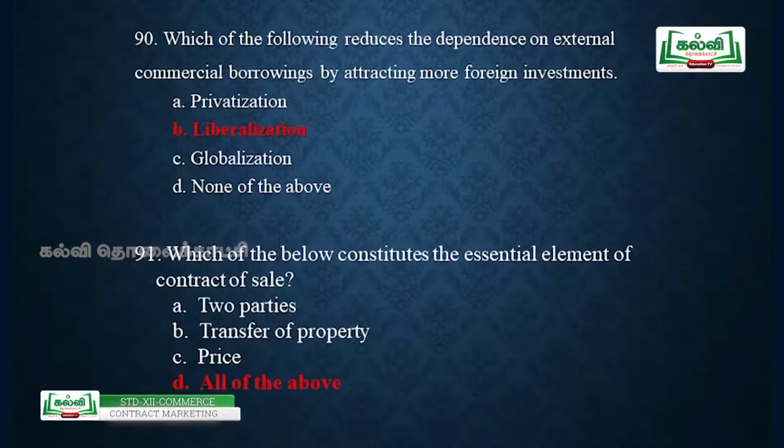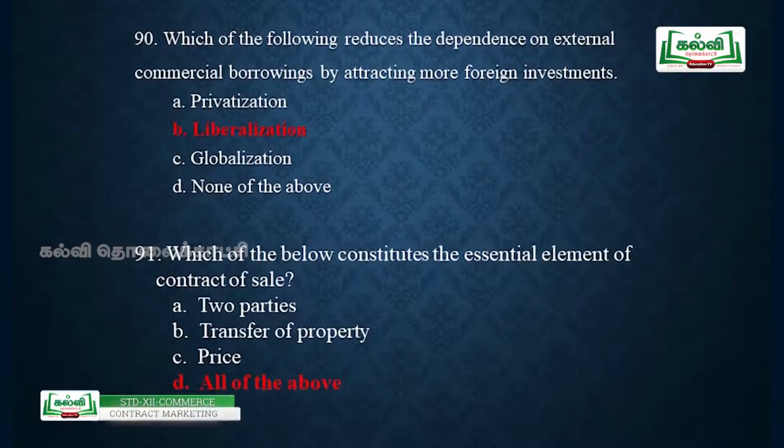Privatization, allowing the private companies to enter into the public sector. Liberalization, relaxation of rules and regulations. Then globalization, free trade between the countries. So, option B, liberalization, is the exact answer. Liberalization reduces the dependence on external commercial borrowings by attracting more foreign investment.